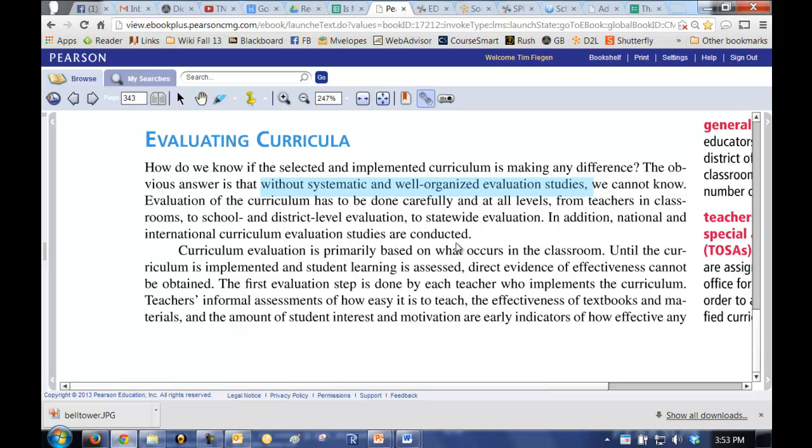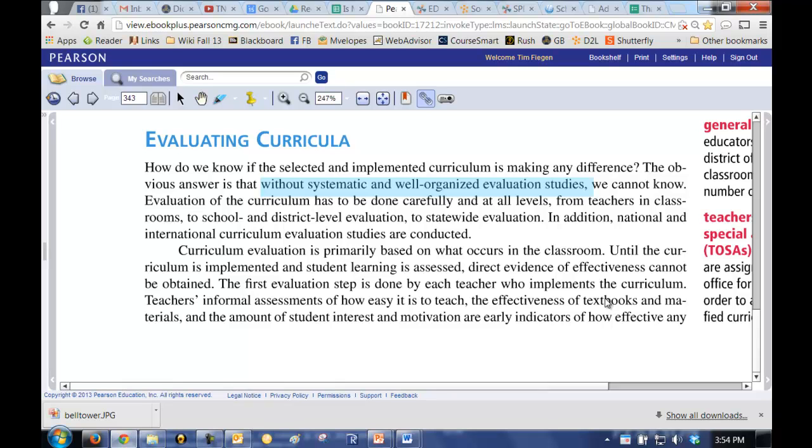So let's get back to evaluating this curricula. How do we know if this curriculum is making a difference? More so, we have to have some kind of a systematic, organized way to evaluate the curriculum. Because we get together, or the feds, or the state, or whoever it is, sits down and comes up with this whole thing. How do we know if it's effective and it covers all the points?